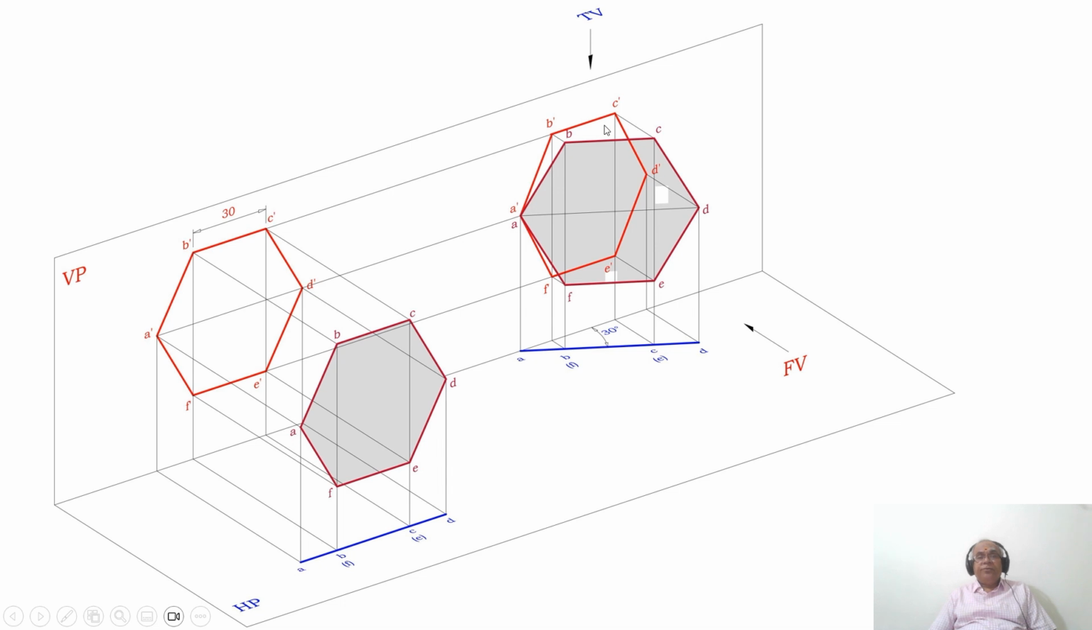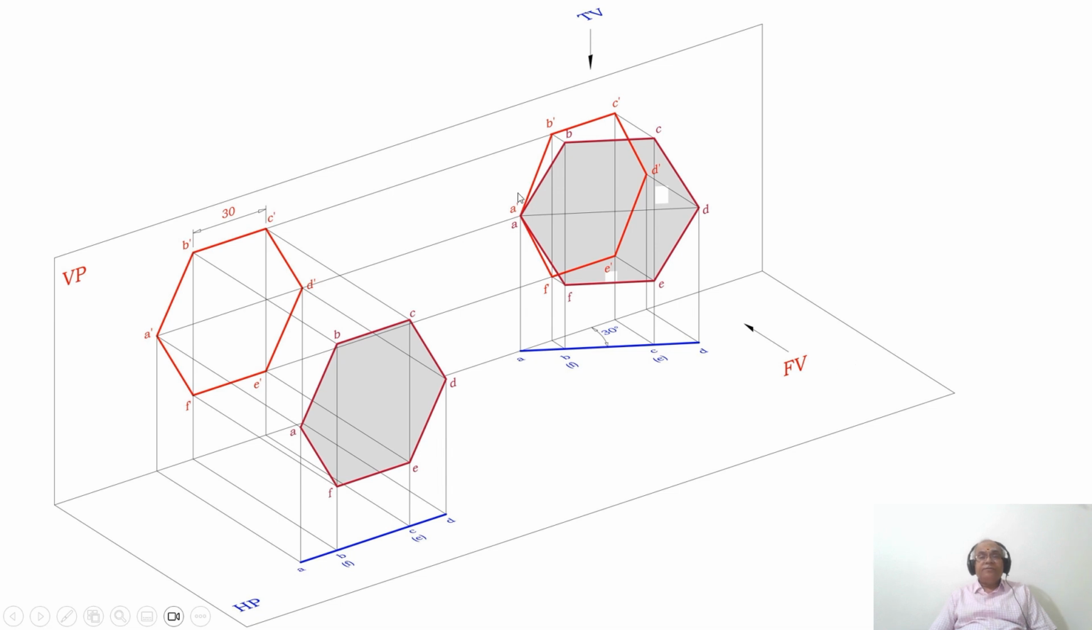As you look from the front view, this rotated hexagon will be projected onto the vertical plane, and as you look from the top view, you will get the surface still perpendicular to HP. So you can see this is the surface inclined to VP and perpendicular to HP. Therefore, in HP you are getting a line. So you make this rotation by an angle of 30 degrees, and all these points have been transferred here.